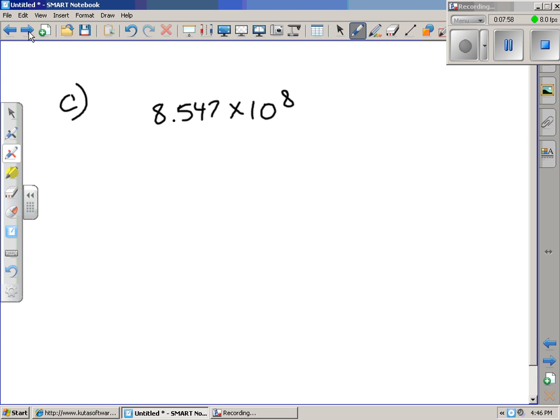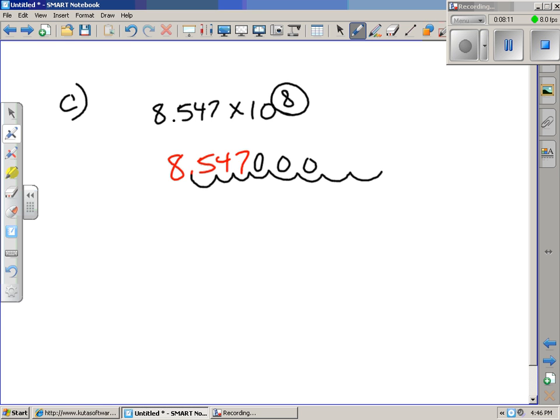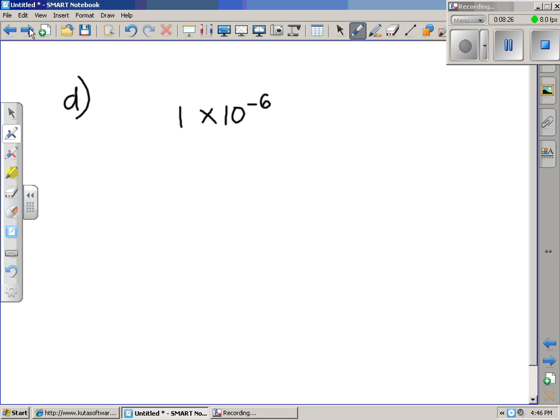C, 8.547 times 10 to the 8th, positive 8, so we move the decimal to the right 1, 2, 3, 4, 5, 6, 7, 8. So we add 1, 2, 3, 4, 5 zeros. And we get 854,700,000 in standard form.